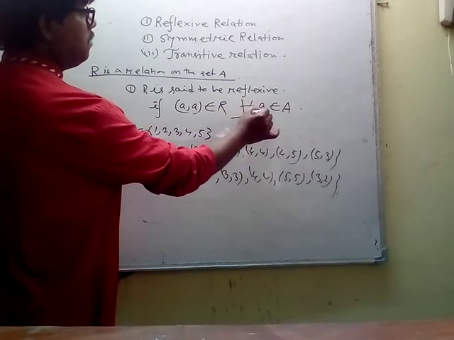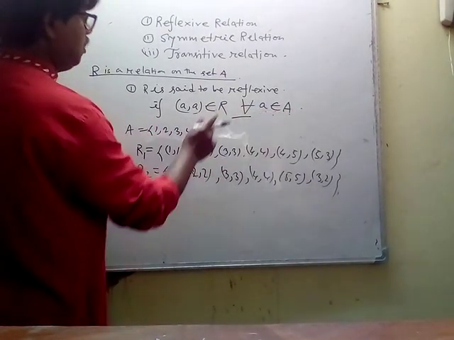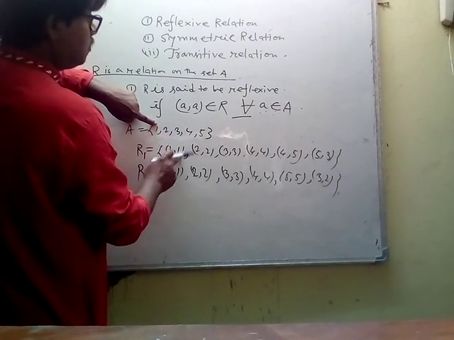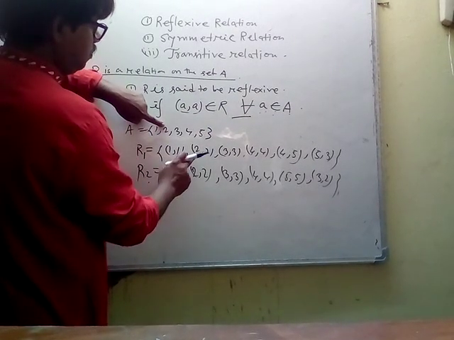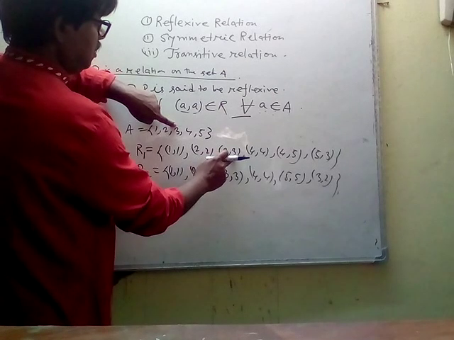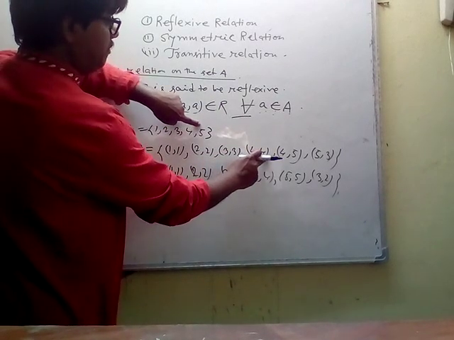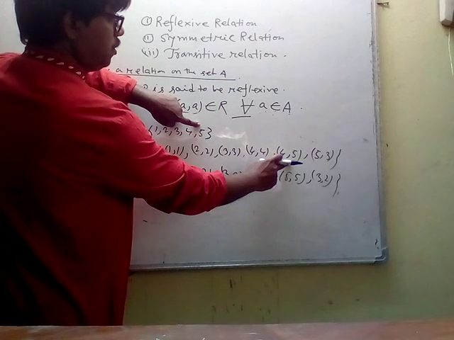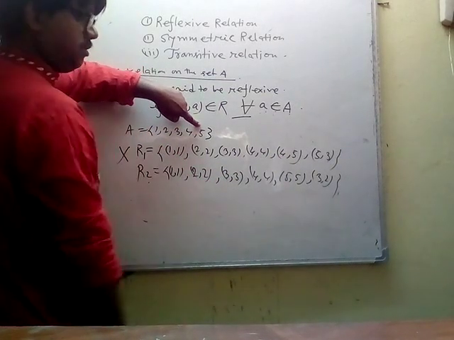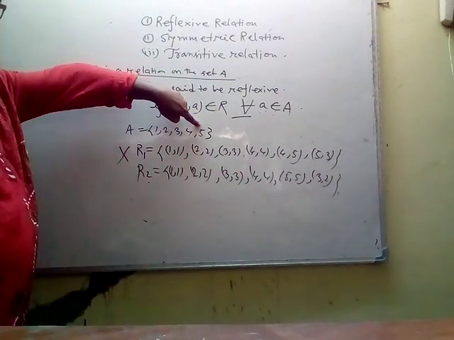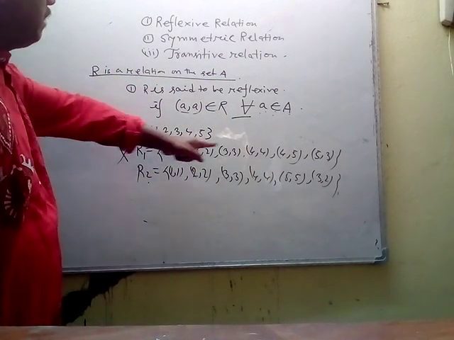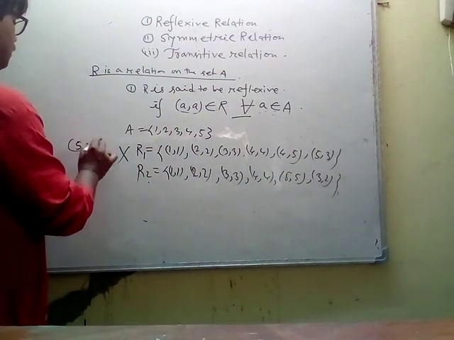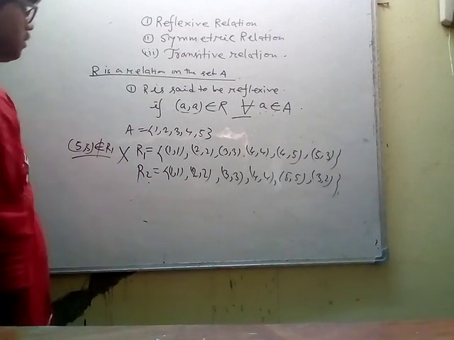First observe R1. For all a belongs to A: for 1, (1,1); for 2, (2,2); for 3, (3,3); for 4, (4,4); for 5, (5,5). There is no (5,5). So it is not reflexive, because (5,5) does not belong to R1.